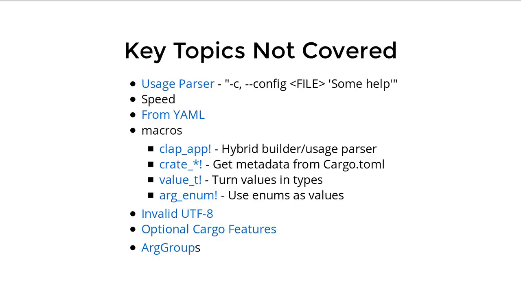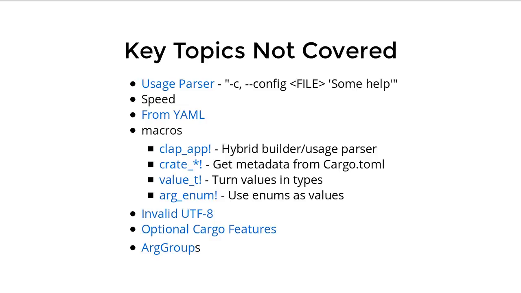We didn't really talk about the speed at all. Clap is pretty fast, so there's a bunch of benchmarks in the repository if you want to look at those. But we've even tested it up to handling an entire home directory, which is one of the reasons why ripgrep started using it. If you're passing in 10,000 arguments that all need to be parsed really quickly, in microseconds, then Clap's able to do that.